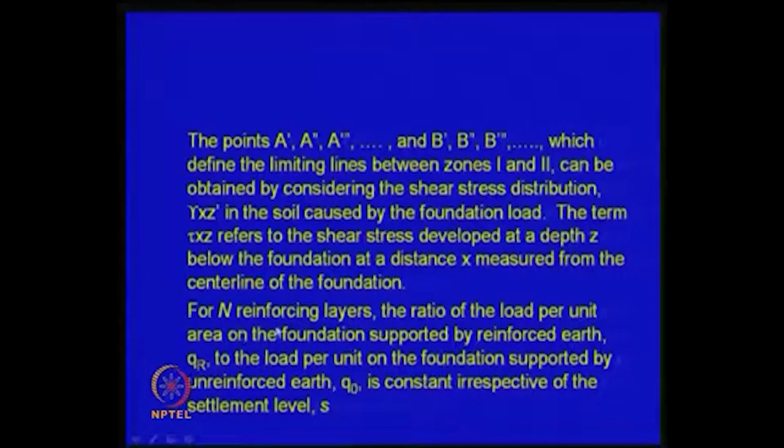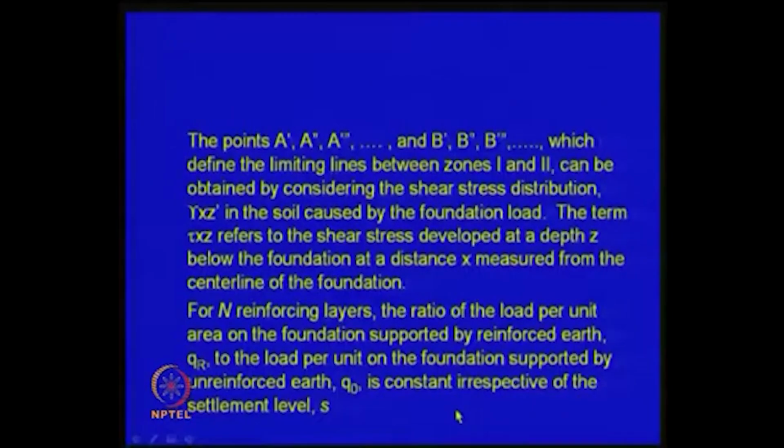Another important assumption that we will make is that for n reinforcing layers, the ratio of load per unit area on the foundation supported by reinforced earth to the load on the foundation without reinforcement is considered. The bearing capacity initially is q naught, and now you would like to improve it to qr. For example, earlier it was 10 ton per meter square, and you would like to make it 30 ton per meter square, at the same settlement.